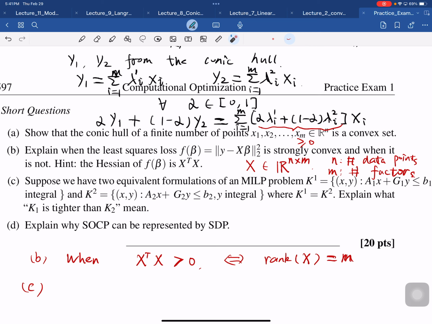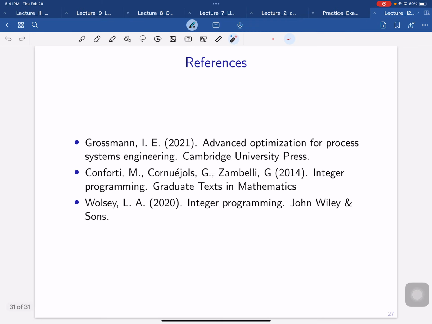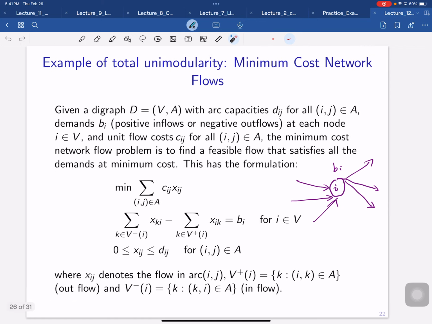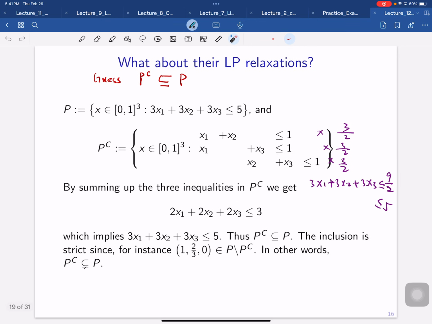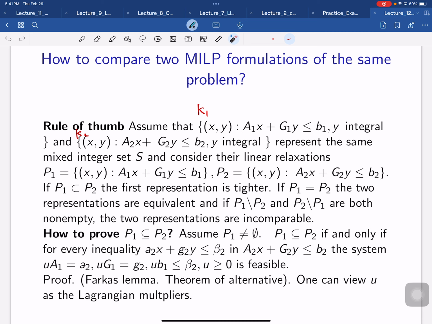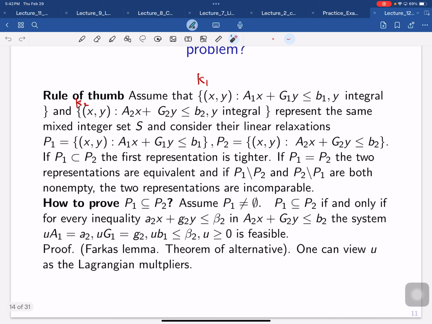Yeah, so you can say something like that, but more specifically, if you look at the lecture notes, let me try to find out which lecture it is. Yeah, so here. We talk about it here: how to compare two MILP relaxations. This is lecture 12, slide 11. So maybe I will write it down later on.